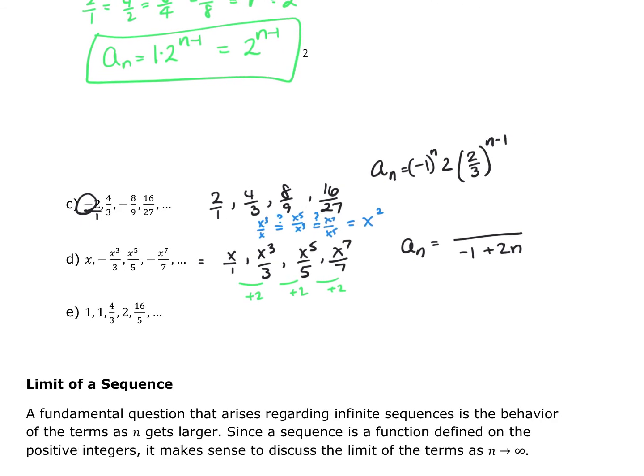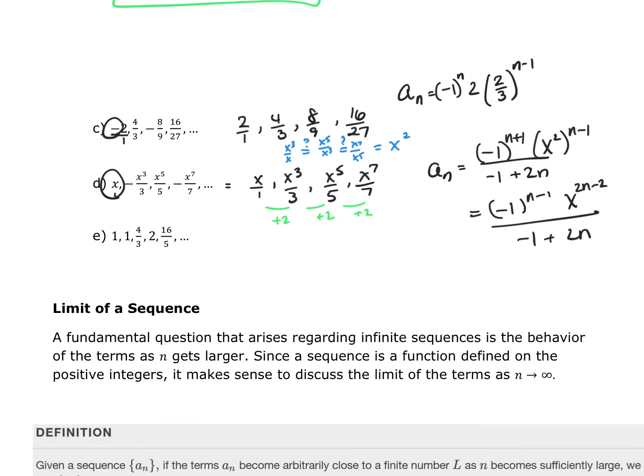So, negative 1 raised to the n plus 1, because I need to have my first term positive, and then I need it to alternate. And then I have x squared as my ratio, raised to the n minus 1. I can clean this up just a little bit. I have negative 1 raised to the n minus 1. And I can write this as x raised to the 2n minus 2, over negative 1 plus 2n.